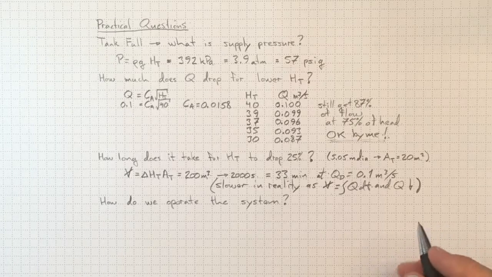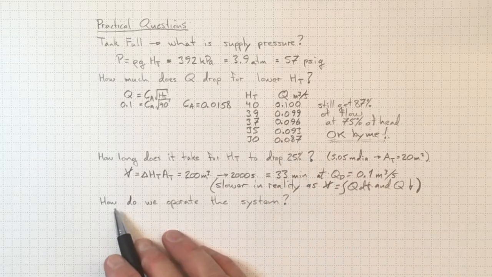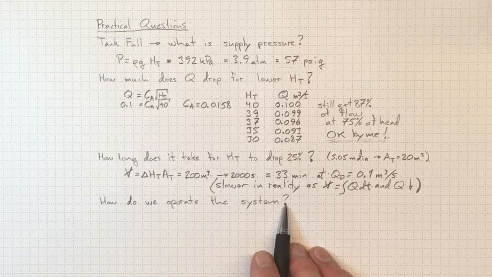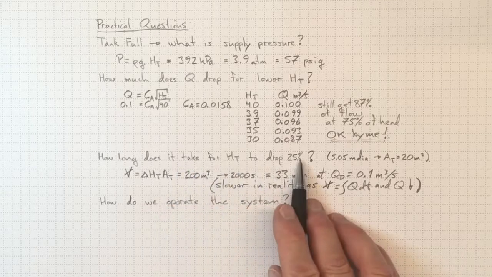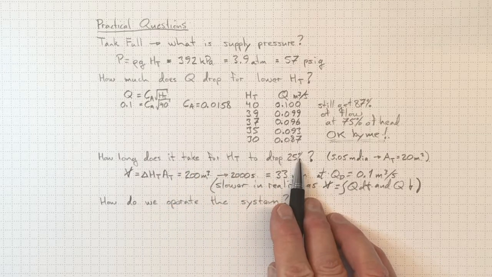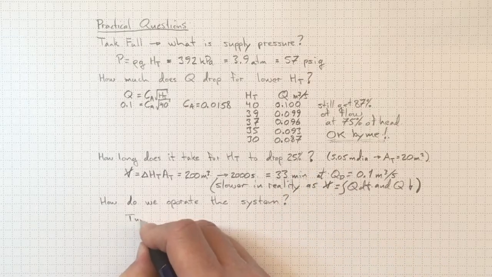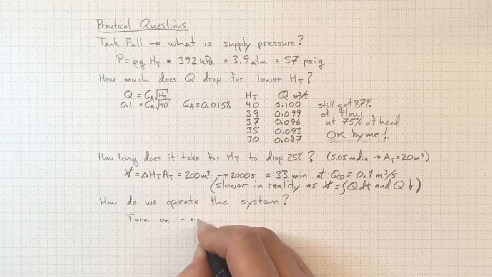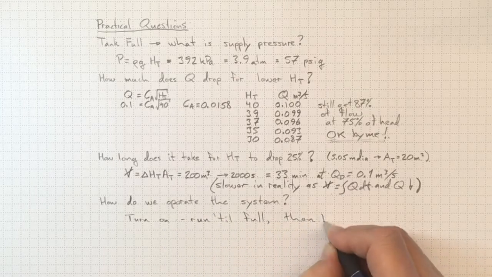Now finally, if we're operating this system this way, how are we going to control when we turn the pump on and off? In this instance, we were looking at how long would it take to drop by 25% if we weren't putting any new water into the top of the tank. Whereas in fact, we'll probably be running our pump. So strategies we could take? Well, we could turn it on and run it till it's full, then turn it off.